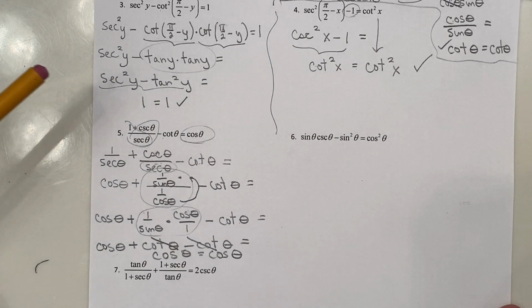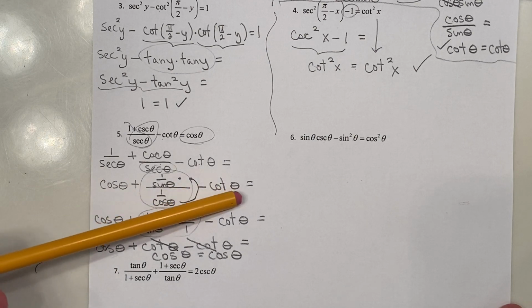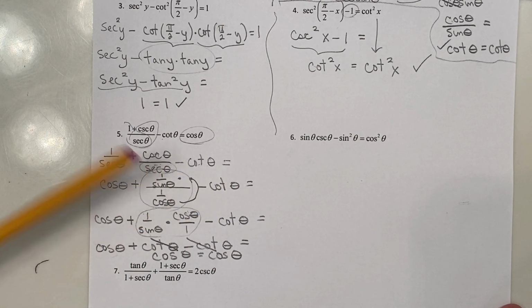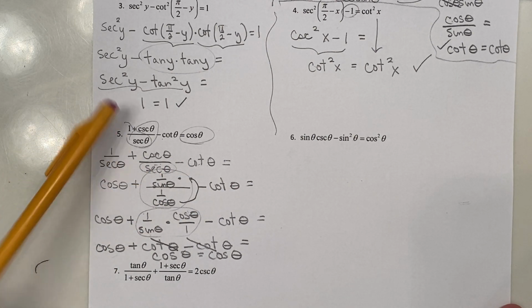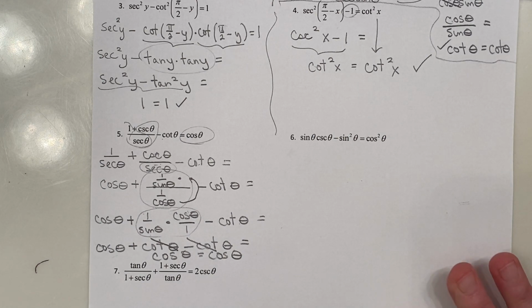So on this problem right here, we did the break apart strategy, changed to sines and cosines on some of the terms. I didn't change that to cosine over sine, just because I wanted to see if I could get this to be cotangent to cancel with that. These problems just require some analyzing and some thinking. All right, number 6.